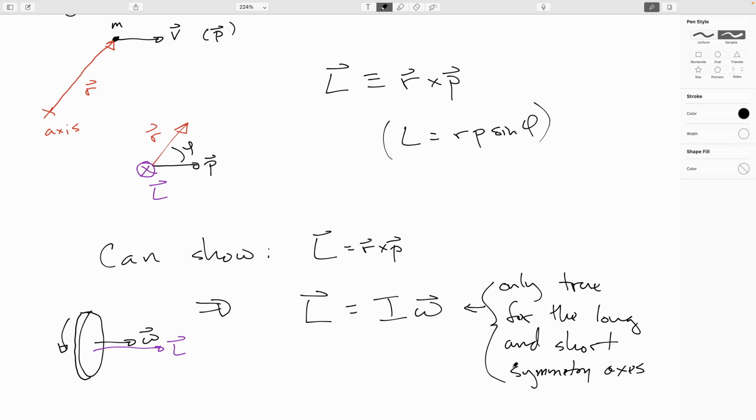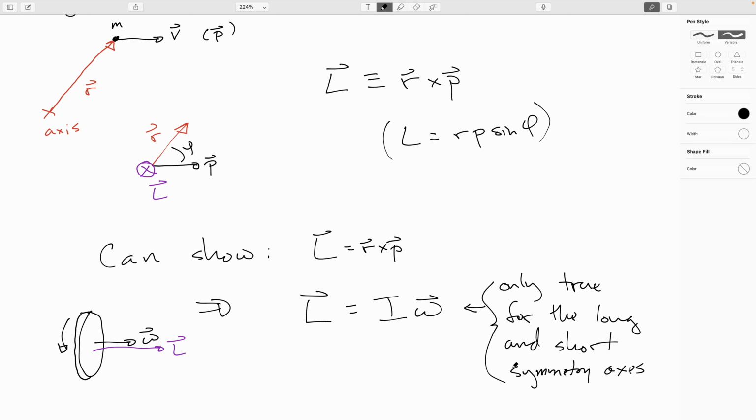With a ball, any axis that goes through its center is the same long axis, or short axis for that matter, because they're all the same. So you can spin a ball about any axis you like. The angular momentum and the angular velocity will point the same.